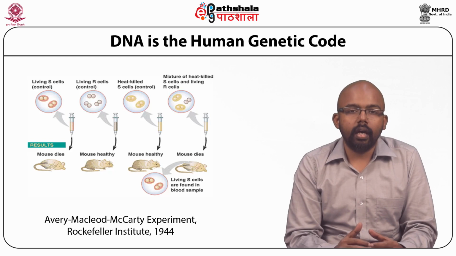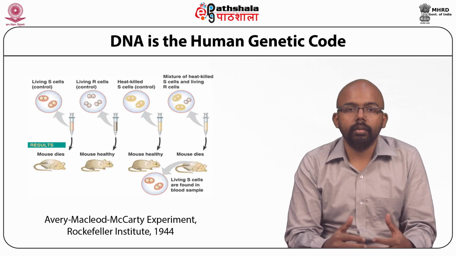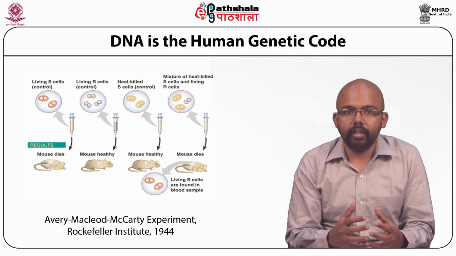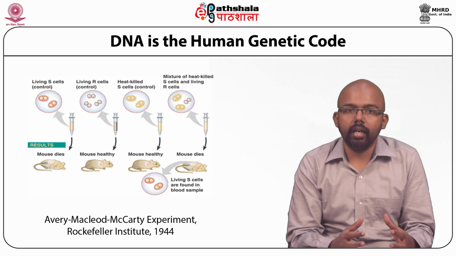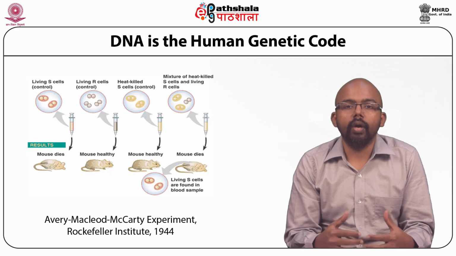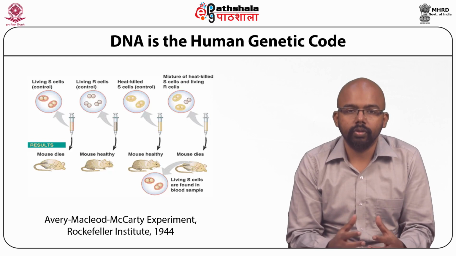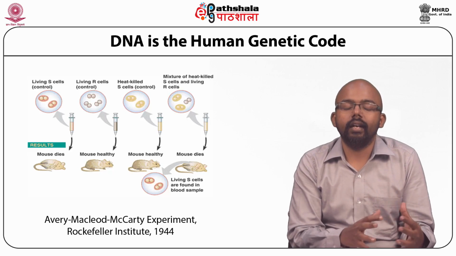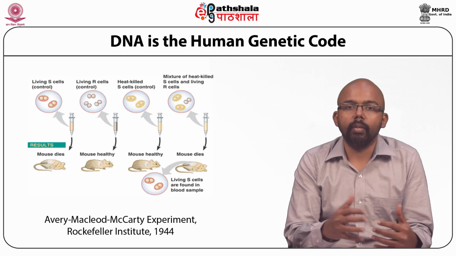and if you inject them into a mouse, the mouse remains healthy. And if you heat kill the S bacteria, meaning you destroy it, and then inject it into the mouse, the mouse remains healthy. However, the landmark experiment was performed when the heat-killed S bacteria were mixed along with the R bacteria and injected into a mouse, and the mouse died. Also, S cells were recovered from the blood of the mouse. So what does this mean? This proved that there was something in the dead S bacteria which had moved into the R bacteria which had caused the mouse to die.